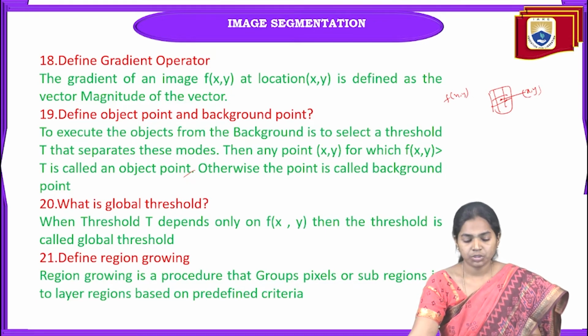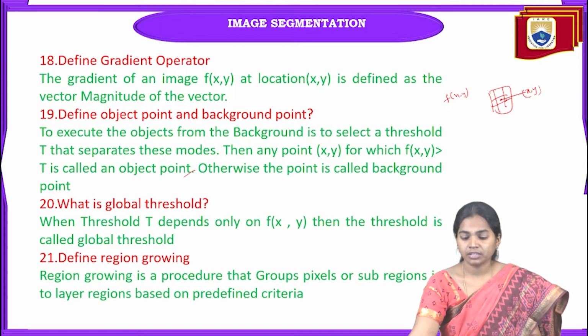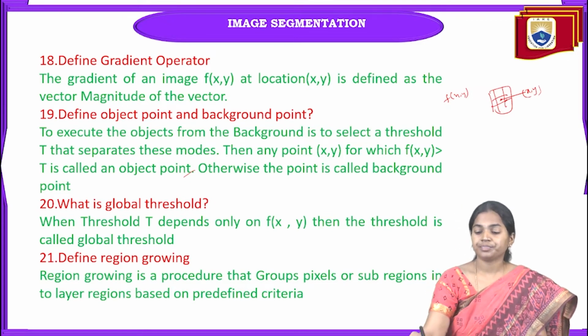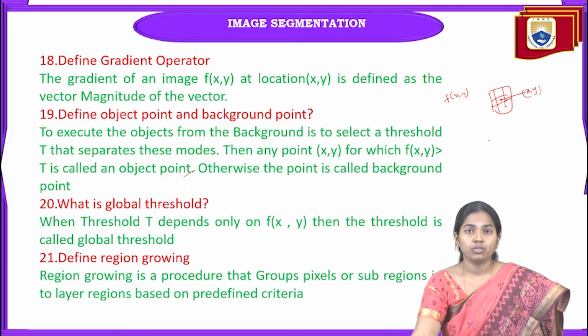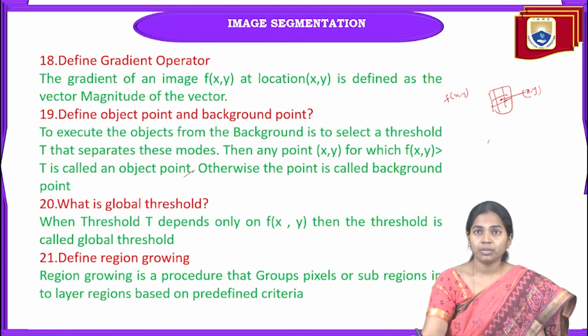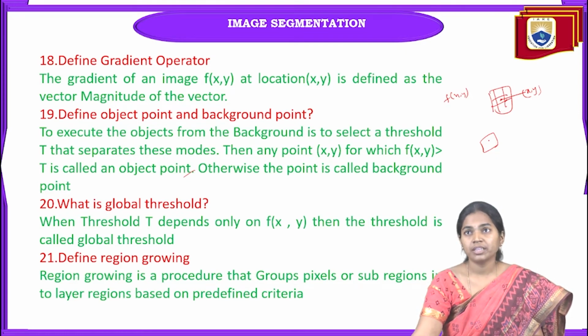What is global threshold? When T depends only on f of x comma y, then the threshold is called global thresholding. There are global and local thresholding, that is, global processing and local processing. Global processing means we consider the gray levels of the entire image. Local processing means we consider only a sub-image of the overall image.